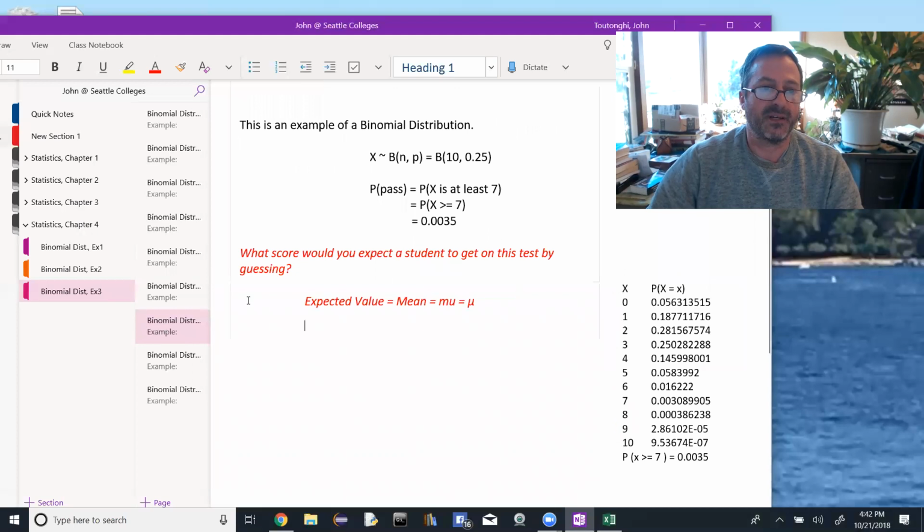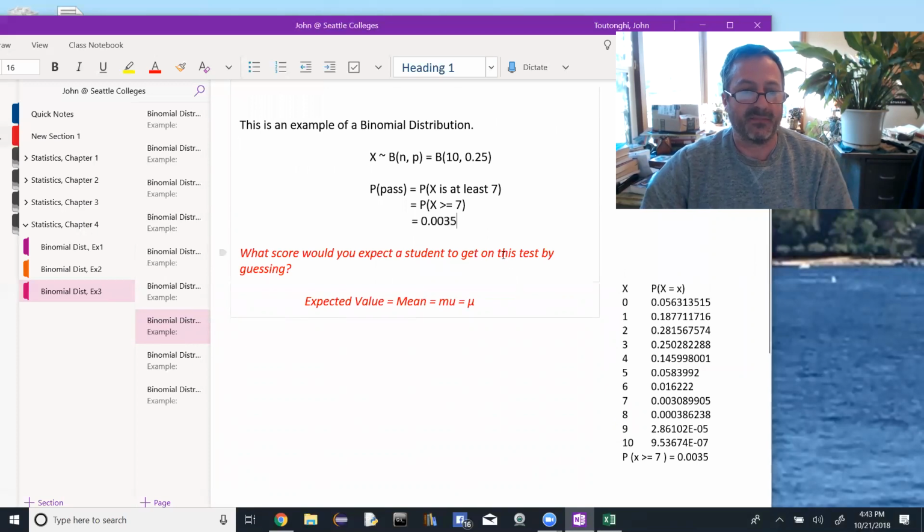And then the next part of the question, I just moved it down on my page. It says, what score would you expect a student to get on this test by guessing? By the way, the probability they're going to pass is very, very small by guessing, right? That's less than half of 1%. What score would you expect a student to get on this test by guessing?